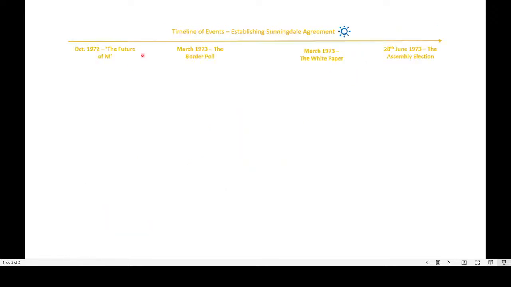So the first key event in establishing this power sharing agreement, which was the Sunningdale Agreement, is this Future of Northern Ireland document that was released by Whitelaw.